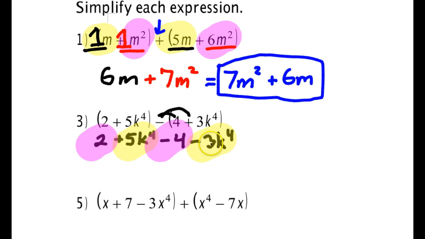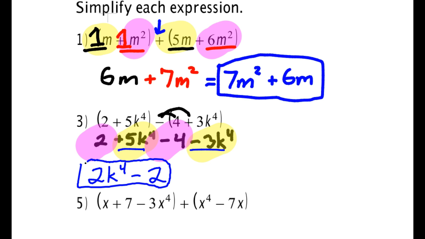So how many k to the 4ths are there? Yeah. 5 minus 3, 2k to the 4th. And then regular numbers, you got a 2 and a minus 4. Minus 2. And you see how it's already in descending order because they started with the highest exponent first. So just think of adding, subtracting always as counting. How many of each thing do you have?